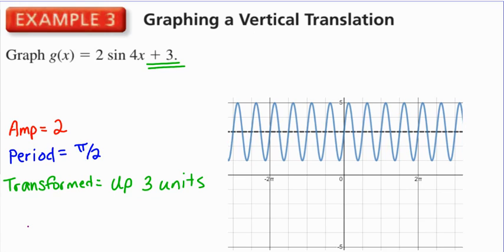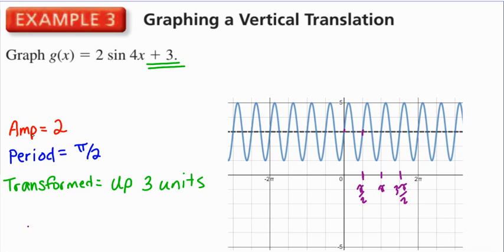Okay, so as you can see, we're going from the midline at 0, up, back to the middle, down, back to the middle, and that value right there is pi over 2. This is pi, this is 3 pi over 2, and this is going to be 2 pi.